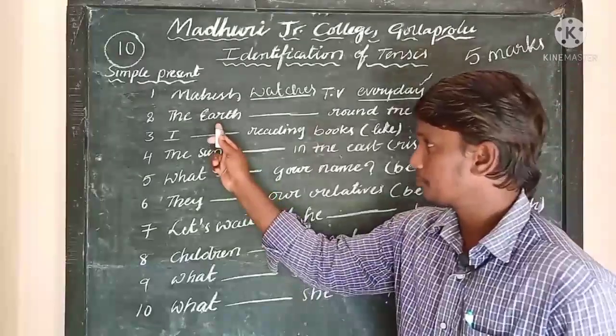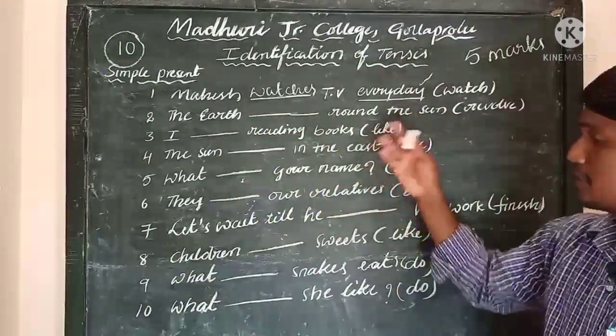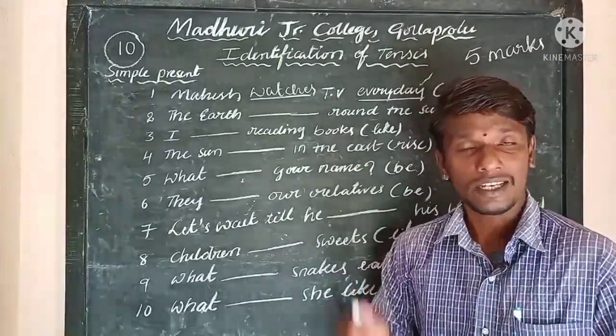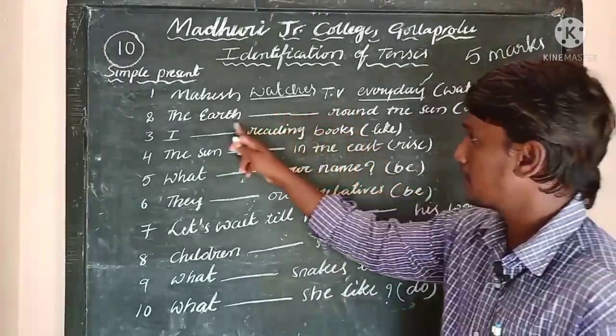Now coming to the second example, the earth dash around the sun. It is a daily process. It is a continuous process. It happens regularly. It happens every day. So it also comes under the simple present tense.